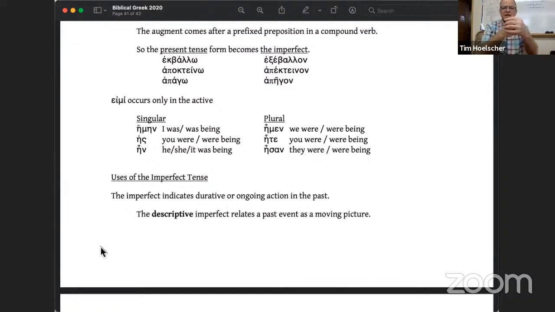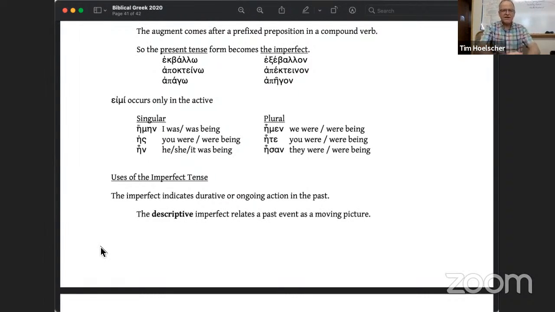Apotino becomes, what happens is they change the omicron at the end of apo, and it becomes the epsilon in this case. So apectino, apectinon. So they're adding that again between the apo preposition and the tino, or tine, technically stem. Is this all making sense?